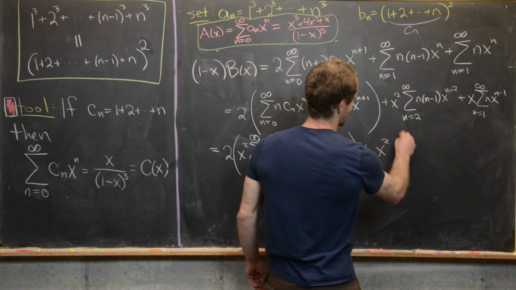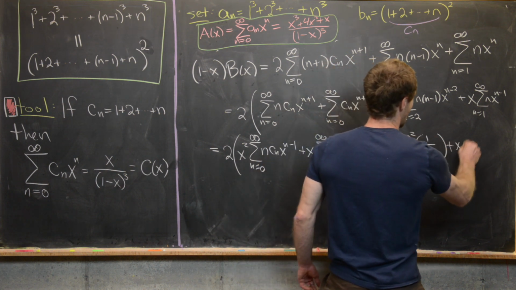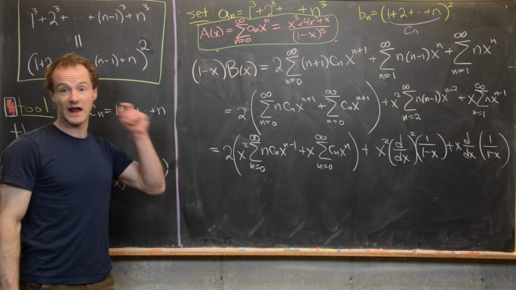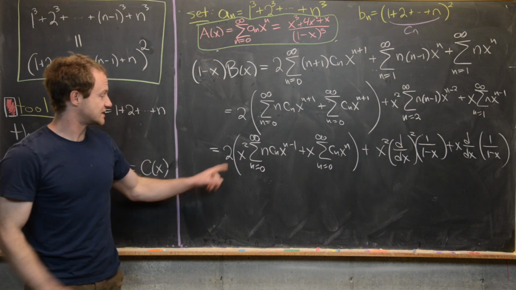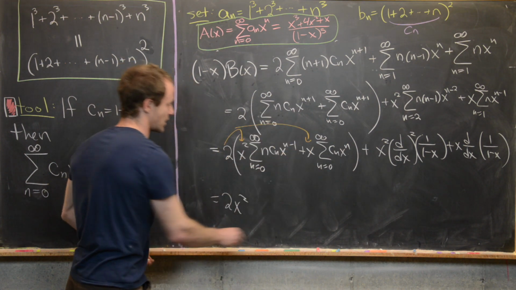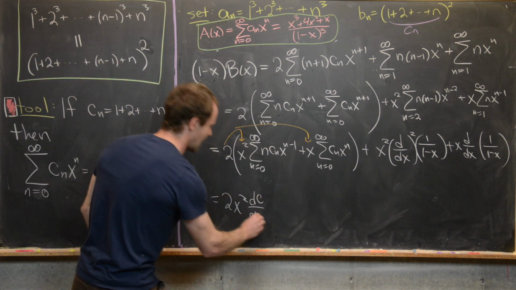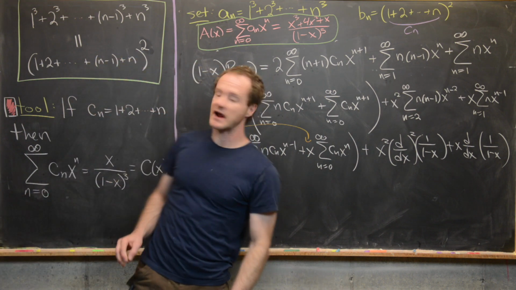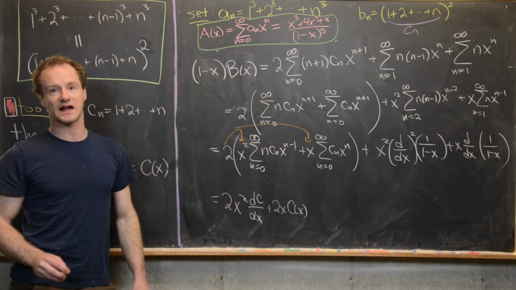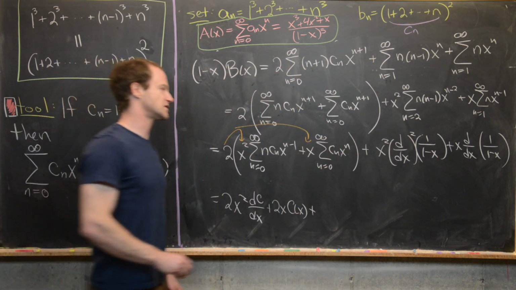So this is equal to x squared times the second derivative of 1 over 1 minus x. And then this is x times the first derivative of 1 over 1 minus x. Okay, great. So now we're almost there. So notice that this is going to be 2x squared. I'll go ahead and distribute this 2 through to both of these parts. And then this is the derivative of c of x. So let's write that dc dx, where that's this generating function right here. And then here we have plus 2x times c of x. So that's that guy right there. And then we have plus, so just like before, when we take the second derivative of this, we have to multiply by 2.